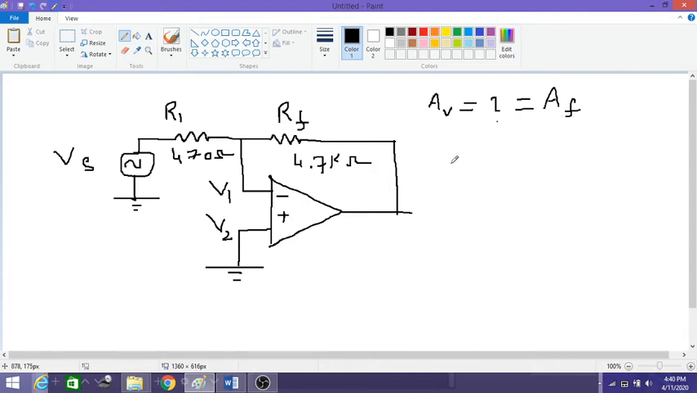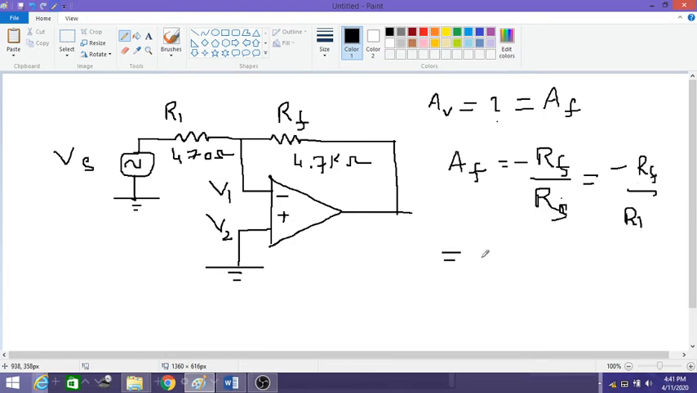So it's a straightaway simple formula. We know that AF is equal to minus RF by RS. RS is nothing but R1 here, so it is minus RF by R1. You just substitute all the values here, RF and R1. So this we will get somewhere around minus 10.